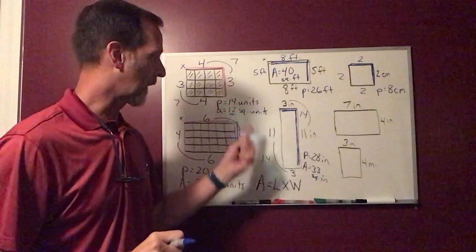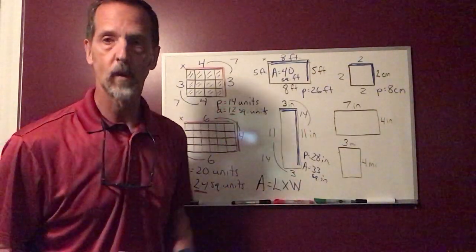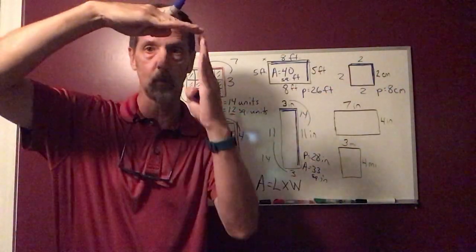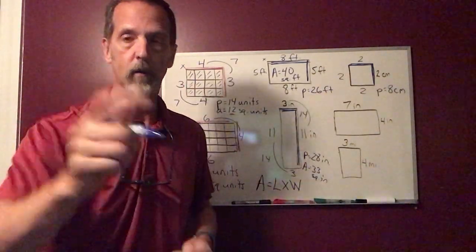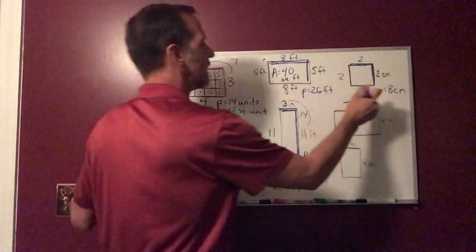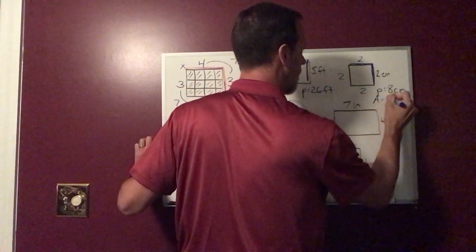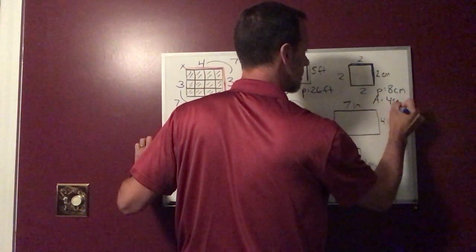Area, you multiply length times width. What's the area going to be? If the top is 2 and the side is 2. Good. 2 times 2 is 4. So the area is going to be 4 square centimeters.